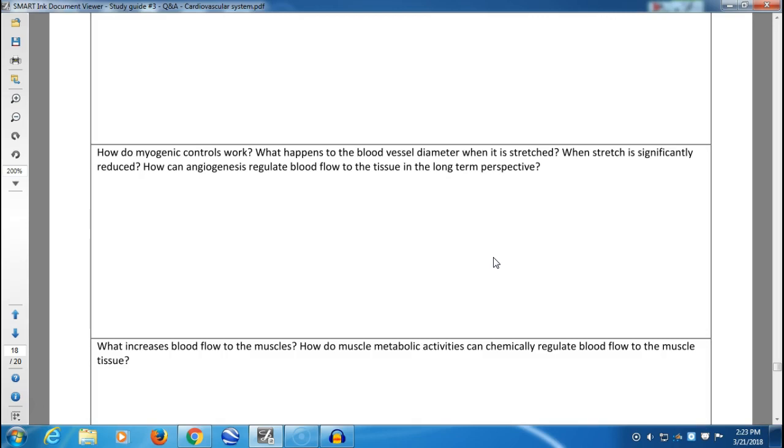So in a long-term perspective, how does angiogenesis regulate blood flow? Come on. If you grow new blood vessels in the tissue, blood flow will go up, right? Oh, resistance will go up, but the amount of blood that will be delivered will still increase compared to what you had before. Does that make sense?